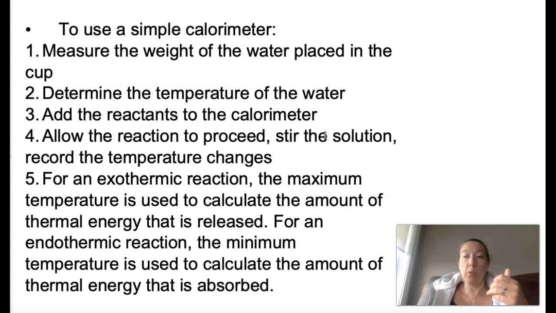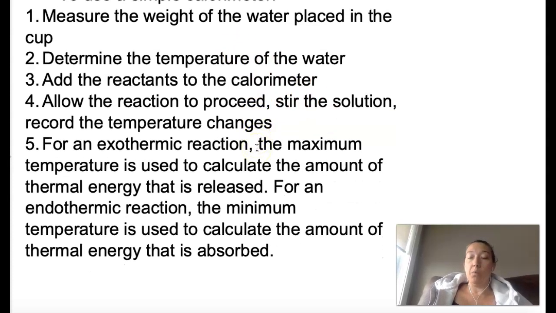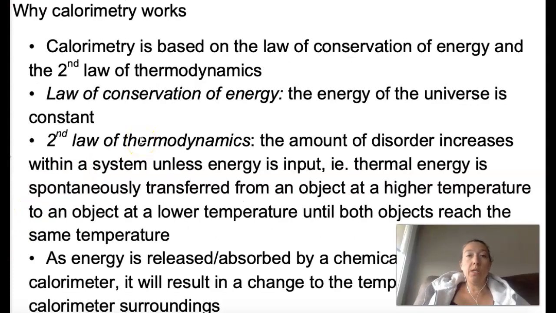Okay, so we need to know the mass of water. We already know what C is for water, so we don't have to worry about getting that from our experiment. But we have to be able to get the delta T, which we get by knowing the initial and the final temperature. From there, we can calculate Q because we have the M, we have the C, and we have the delta T.